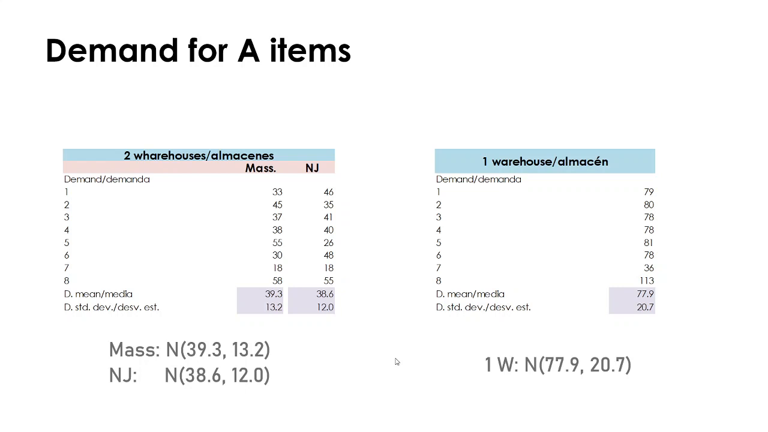The fact is that we expect the variability of the demand in Massachusetts and the variability of the demand in New Jersey not to follow exactly the same pattern, and we have less relative variability of our demand when we have one warehouse. That allows us to have a more efficient management of our inventory, which will lead us to having less safety stock, and we're going to see the numbers immediately.